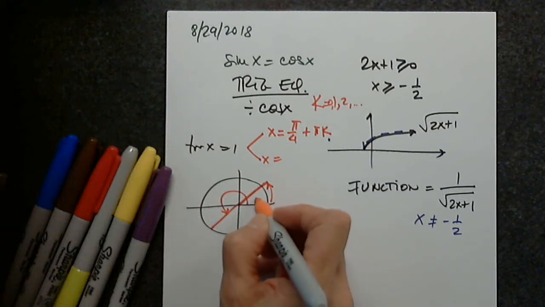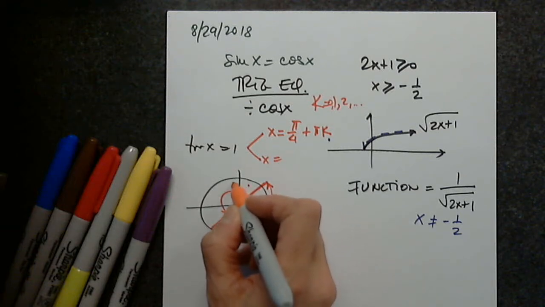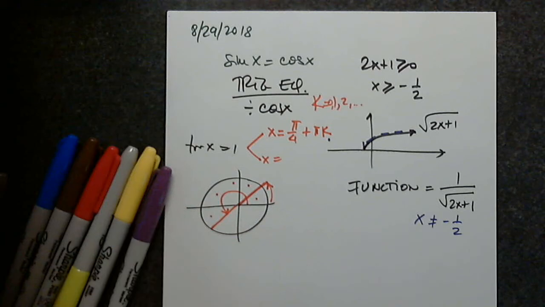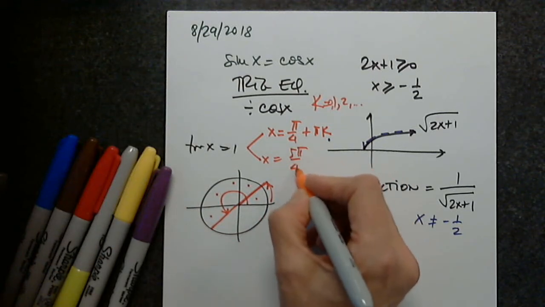And the other one, if this is pi over 4, this is another pi over 4, another pi over 4, another pi over 4, and another pi over 4. 5 pi over 4 plus pi k.